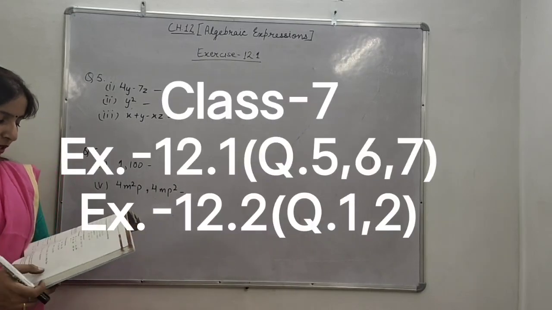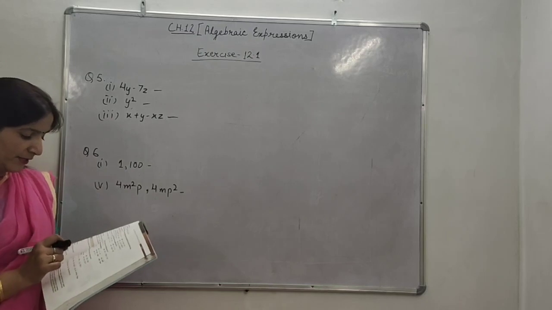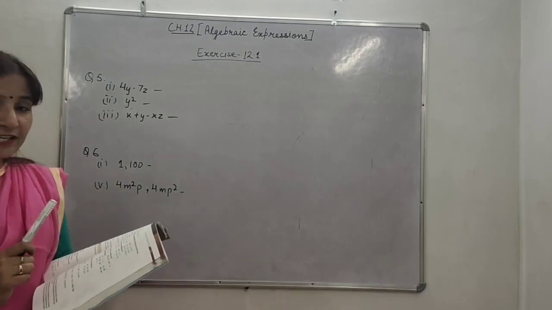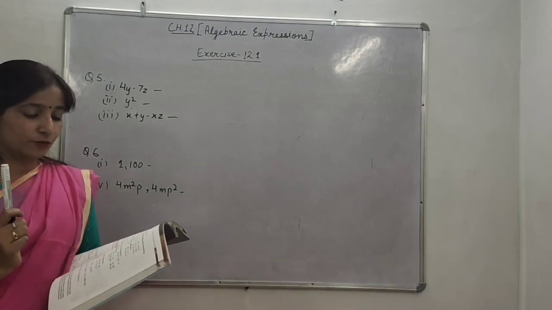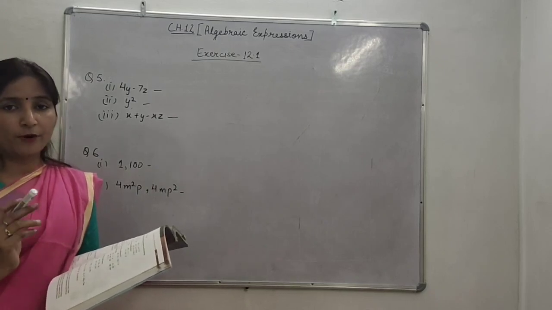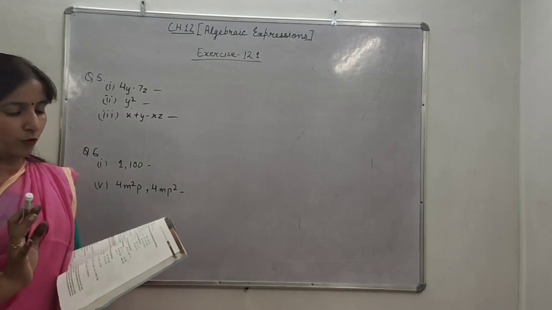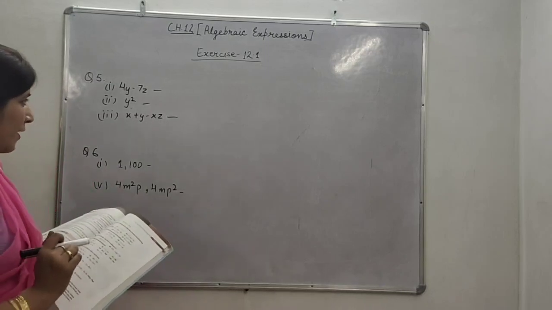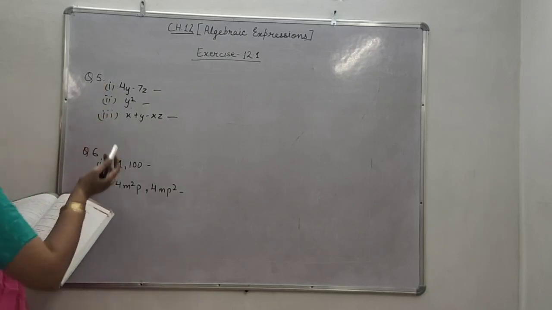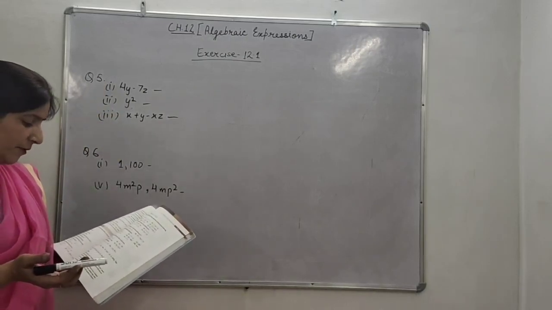Now let us start question number 5, in which there are many parts given. Total 12 parts are given, and in each part we have to write whether the given part is monomial, binomial or trinomial, meaning the expressions are given. So we have to name them: monomial, binomial and trinomial. Out of those, I am telling you 3 parts, they are very simple. You can definitely do it yourself.